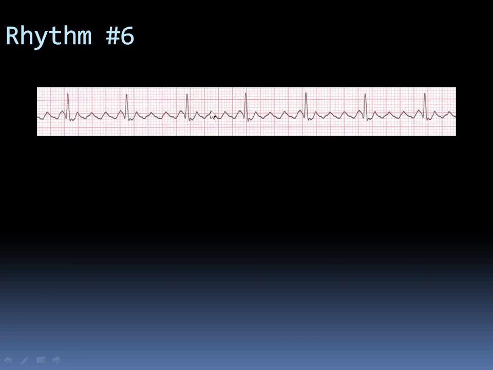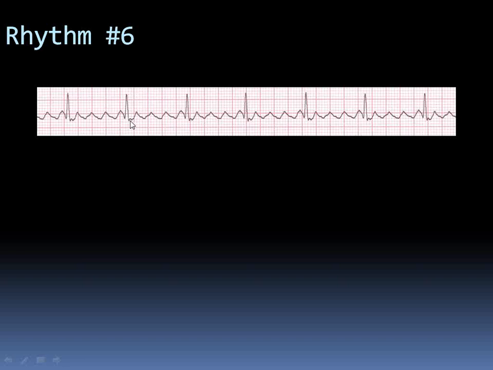See how fast they are? The rate is about 300 beats a minute. So the atrial rate is about 300 beats a minute. And the ventricular rate is not that fast, 1, 2, 3, 4. So it's about between 100 and 60 beats a minute. But this is an ECG of a patient having atrial flutter.